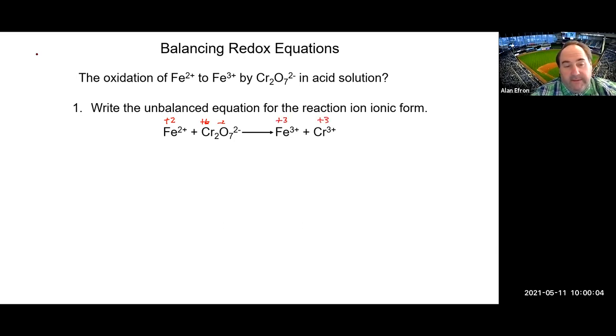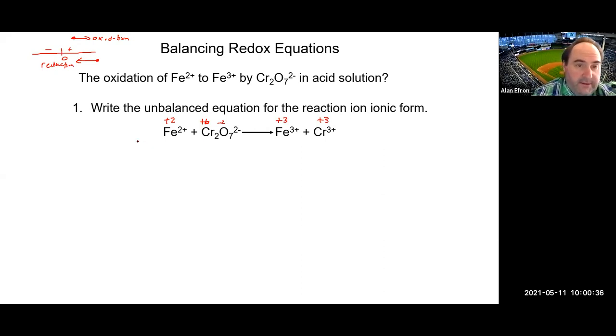So again, if you just look at your number line, if you're not sure, the iron is starting at +2, which would be here. It's ending at +3, which would be moving in this direction. And that tells you it's going through oxidation. You don't even have to worry about the chromium, but you can still look at the chromium just in case you're not convinced. So chromium is +6, which would be over here. And it's ending at +3, which would be going in this direction. And it is going through reduction in this case.